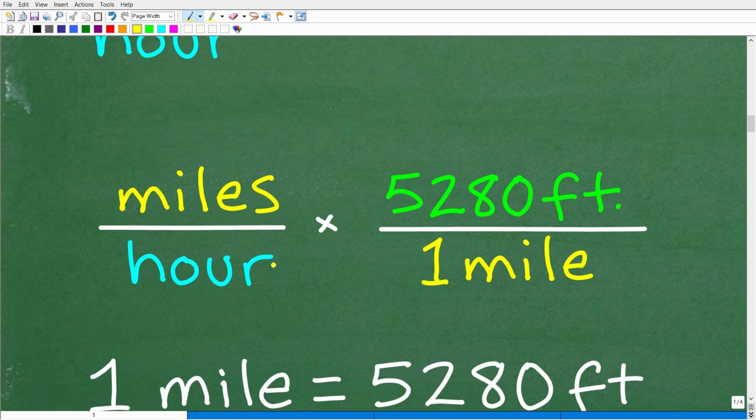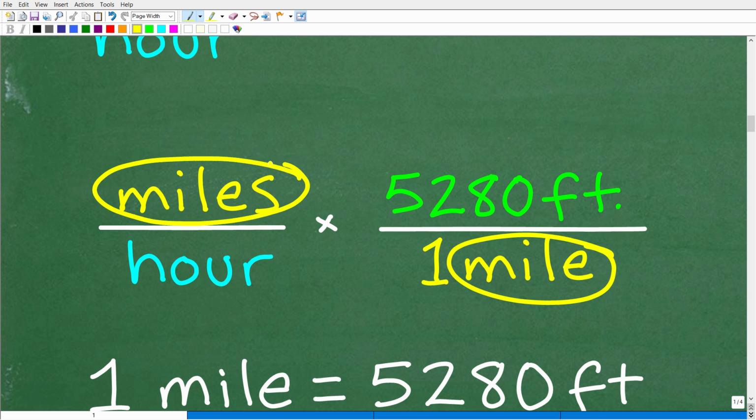And this is how we get rid of units of measure when we are converting, okay? So we are multiplying these two fractions, and notice I have a mile down here and miles over here. I can literally just get rid of the miles, and what I'm left with is feet. And that is the name of the game. You have to be thinking in terms of what conversion factor do I need to multiply by to get rid of the units of measure.